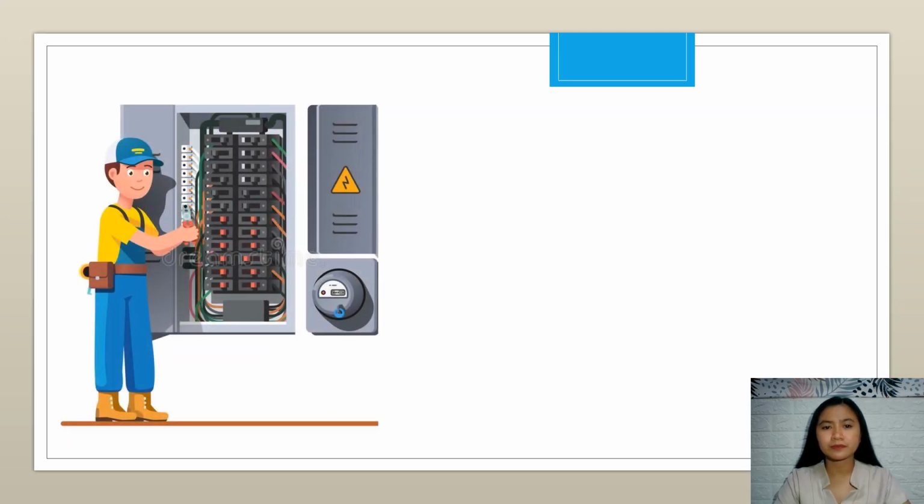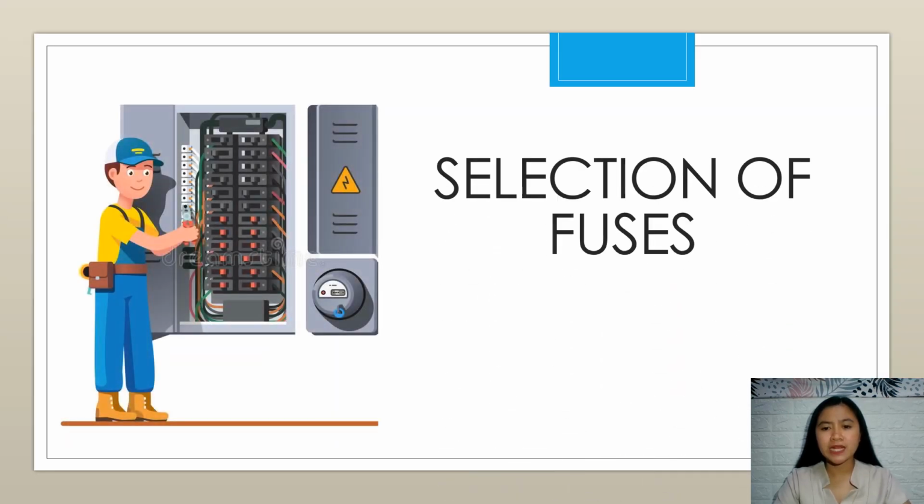Next is selection of fuses. Fuses and circuit breakers are protection components which connect in series with the electronic devices. Fuses or CBs are rated in amperes. So you have the value of the amperes. The current rating of the fuse is calculated using Ohm's law. So that is another application of Ohm's law.